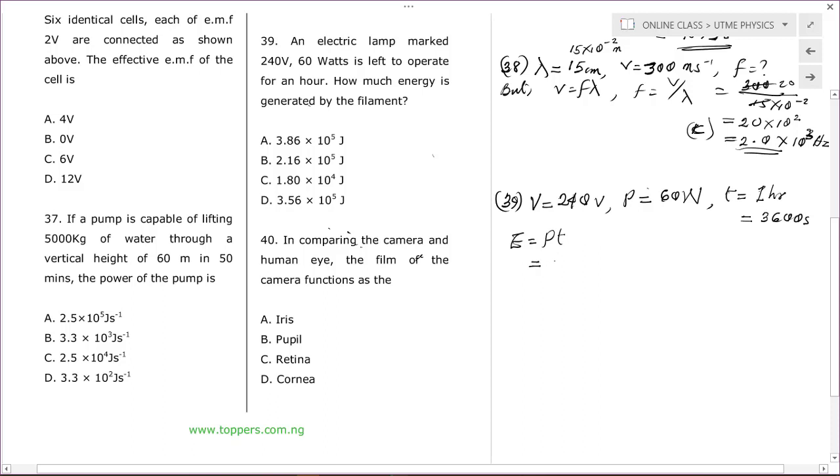And that's equal to 60 times 3,600. And that will give us 216,000 joules. That's 2.16 times 10 raised to power 5 joules.